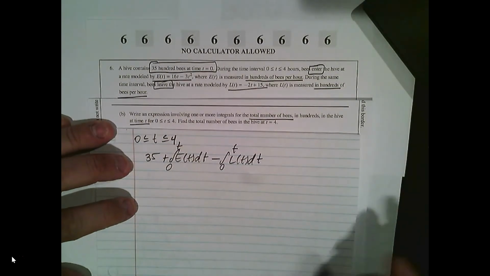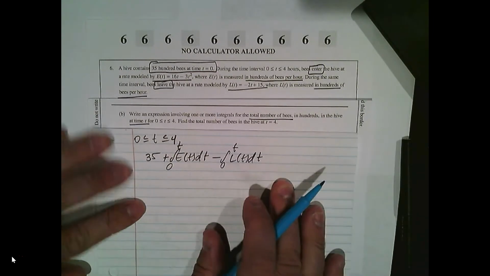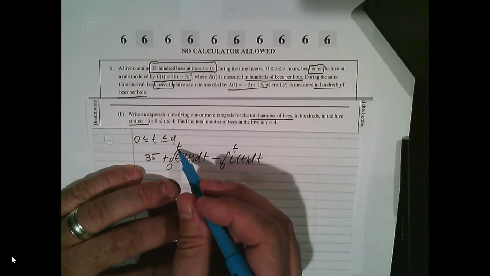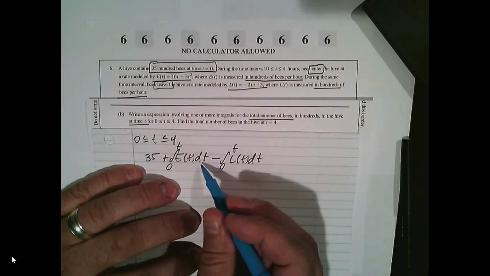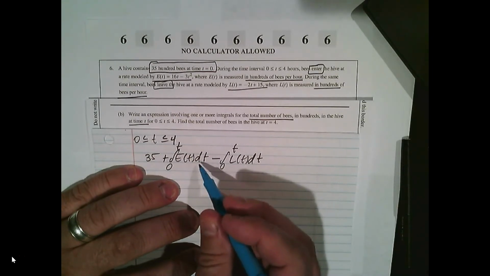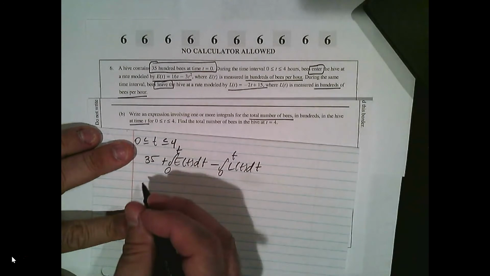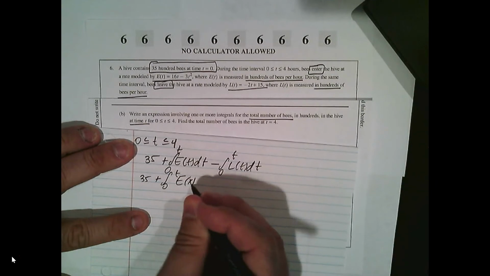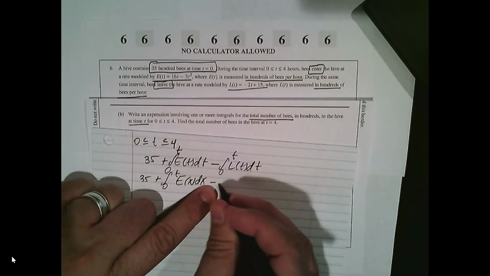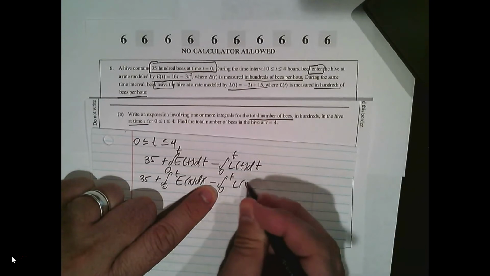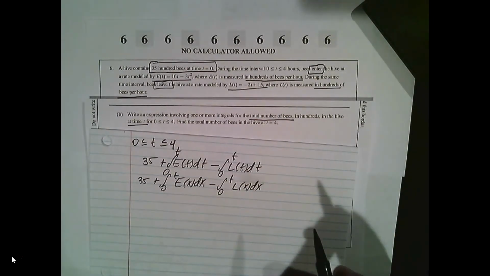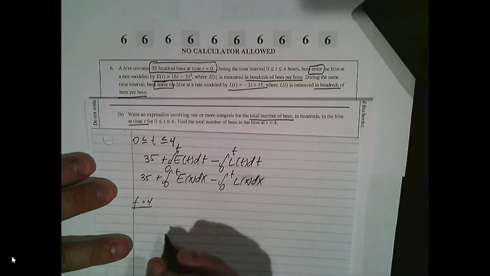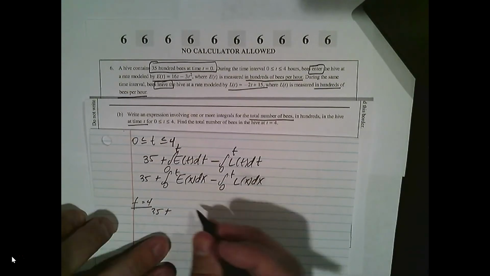That's a great answer. Now, I'm really picky with my calculus students, and what I tell them is if you're using a variable for your limit of integration, you should not use the same variable in the integrand. So a better answer is going to look like 35 plus the integral from 0 to t of E of some other variable, E(x) dx, minus the integral from 0 to t of L(x) dx. That's great.